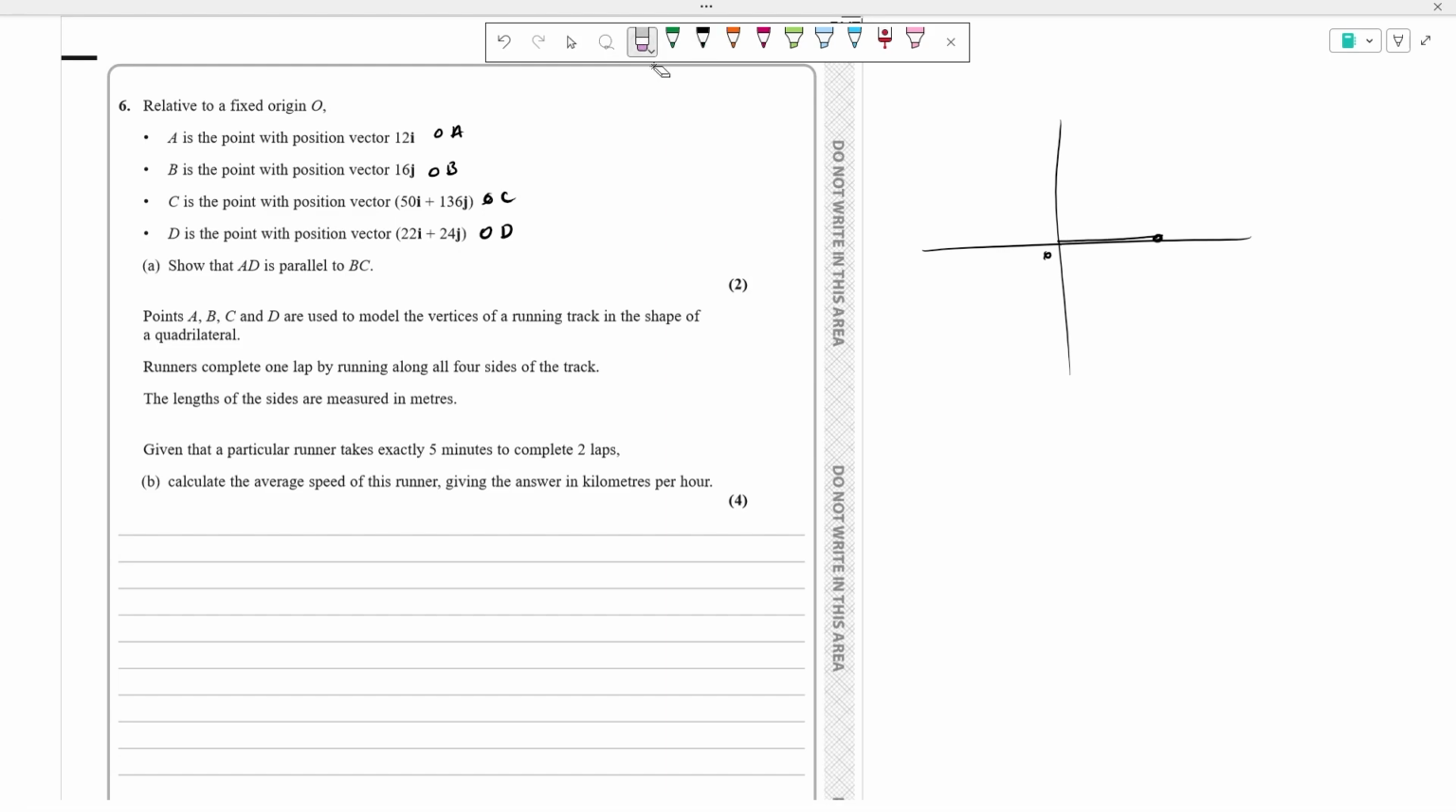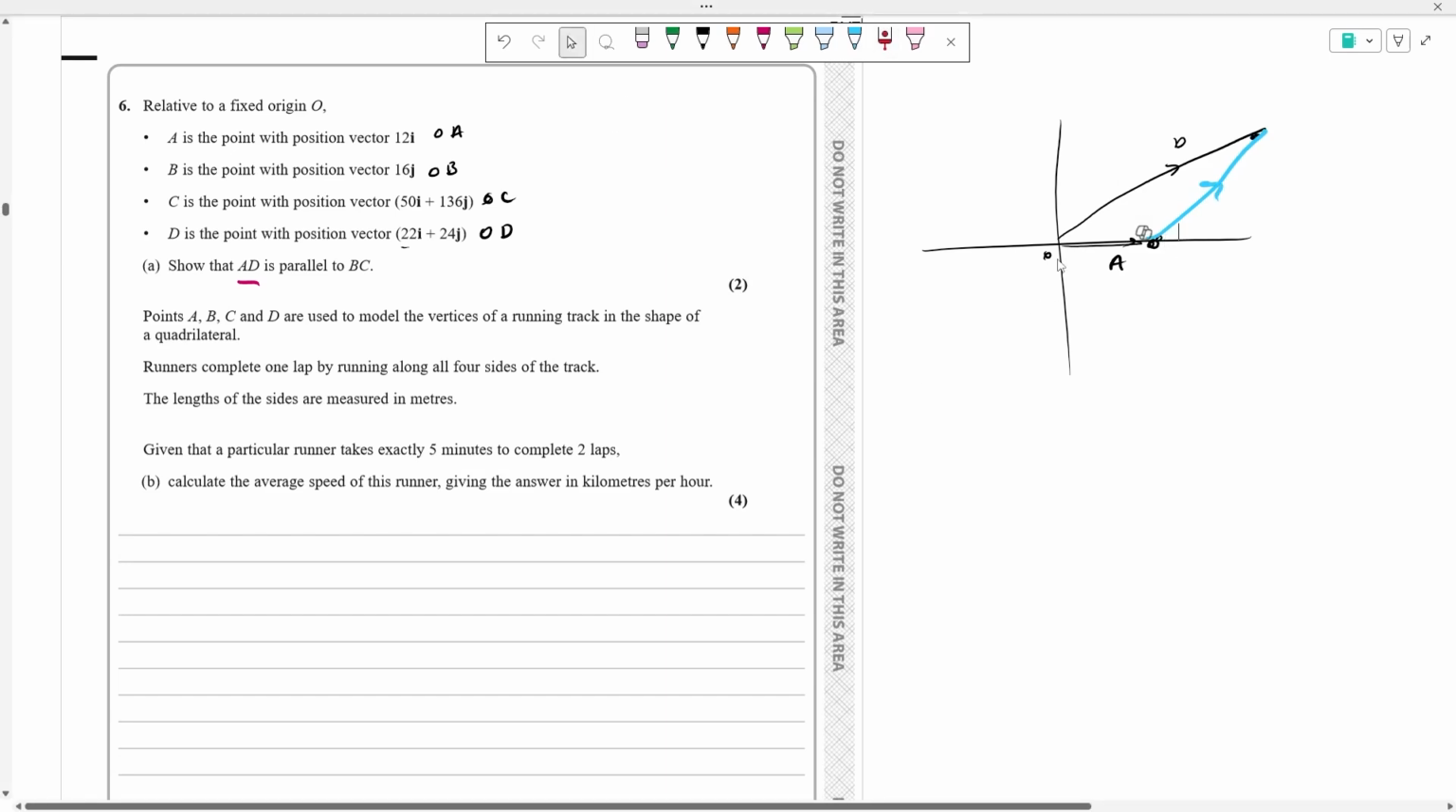So if you want to work out, for example, the question is asking us AD, well, if A is here and then D is what, 22i and 24j, which is probably like here, this is D and this is A. How can we work out AD? Well, that's essentially going back to the origin and then up. So we're going to have AO plus OD, which gives us AD. You can see going back from A back to the origin up to there.